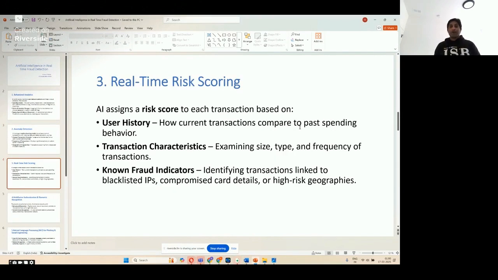Coming to the next point, it's real-time risk scoring. AI assigns a risk score to each transaction based on user history, that means how the transaction compares to past spending behavior. The other one is transaction characteristics, examining the size, type, and frequency of transactions. And known fraud indicators, identifying transactions linked to blacklisted IPs, compromised card details, or high-risk geographies.